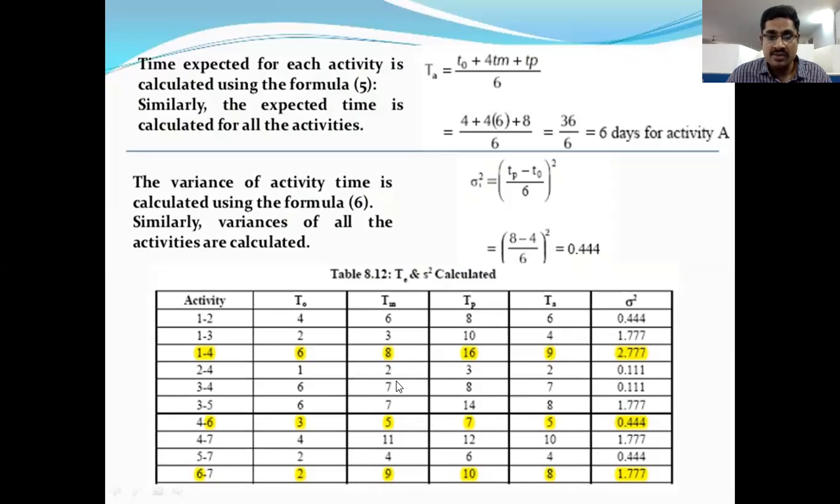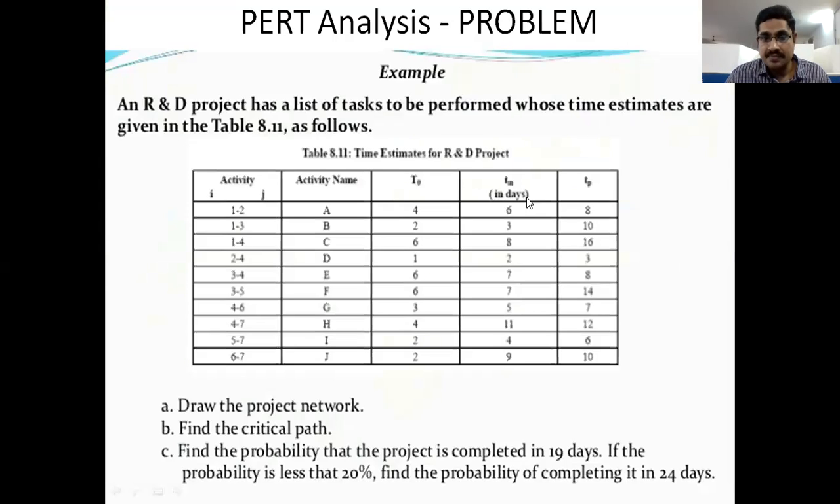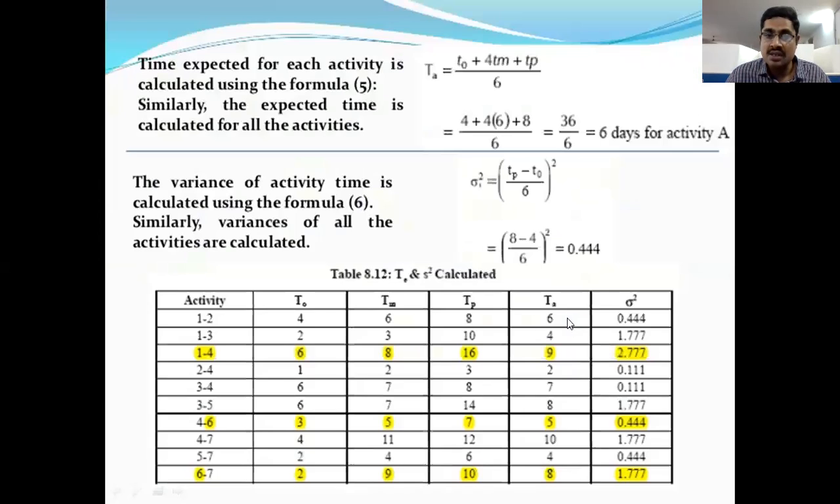Normal time: 6, 3, 8, 2, 7, 7, like this. Next, pessimistic time. Pessimistic time means the largest time. So 8, 10, 16, 3, 8, 14, 7, 12, 6, 10. So here the pessimistic times mentioned are 8, 10, 16, 3, 8, 14, 7, 12, 6, 10. These 3 timings are already given in the data for these activities.